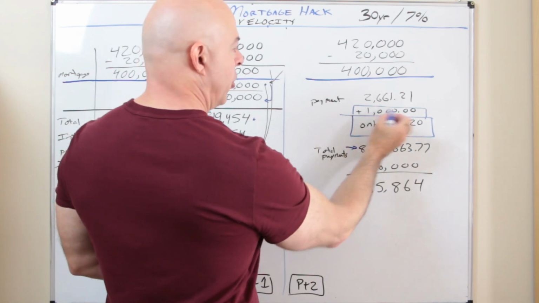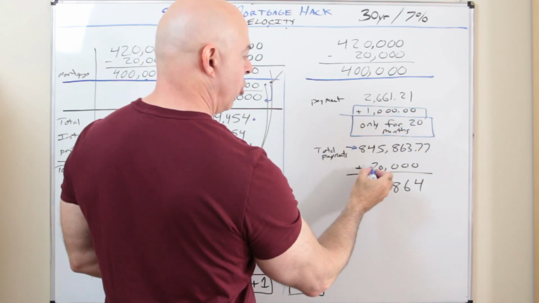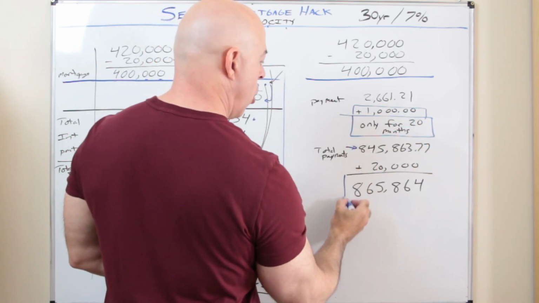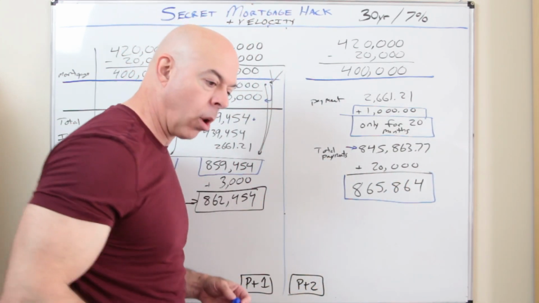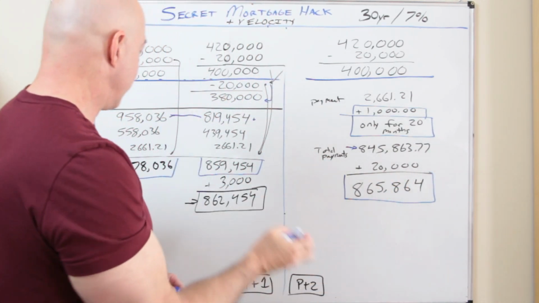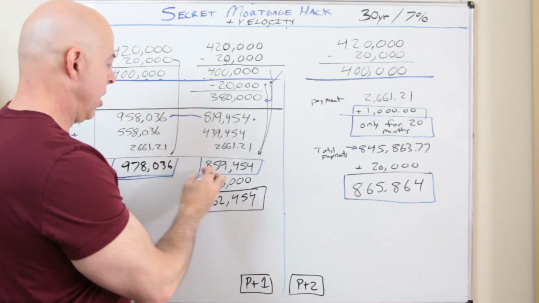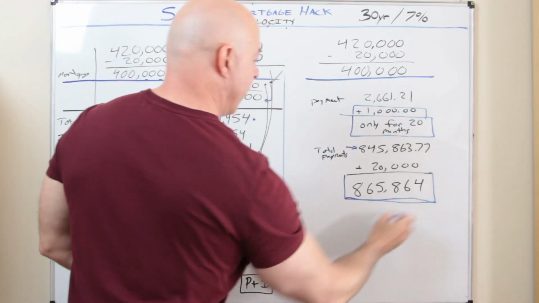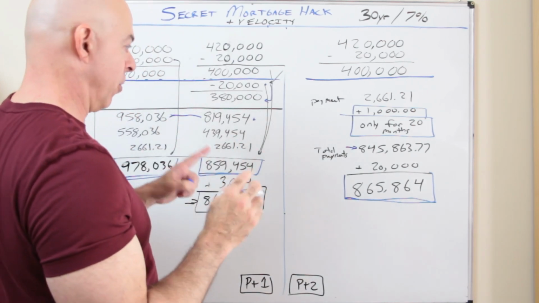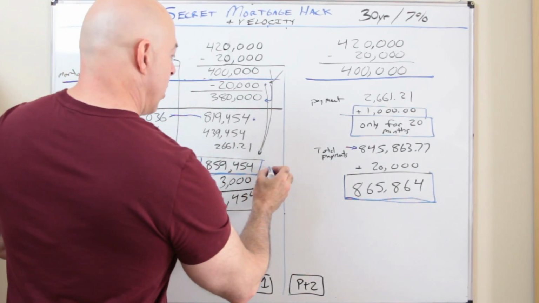You added $1,000 a month for 20 months. You added $20,000. The total that you will pay out of pocket is $865, $864. Great. Now we know we've got $978, $859, and $865. Now, before we get to some other examples, let's compare these two.